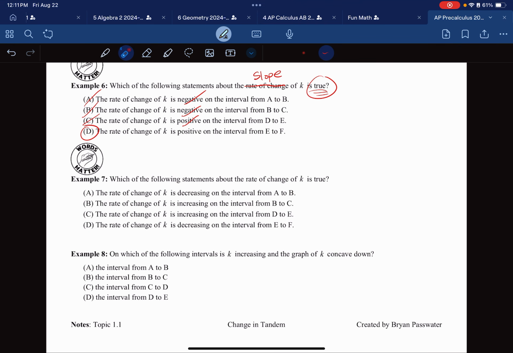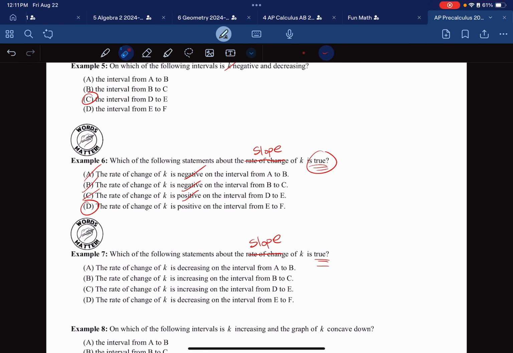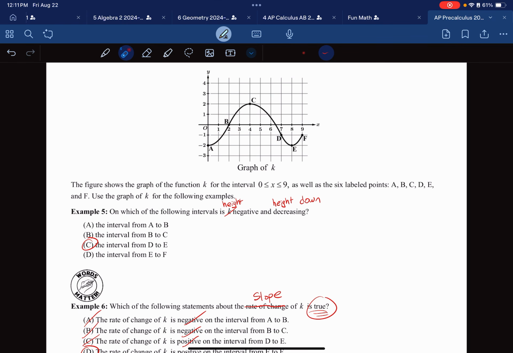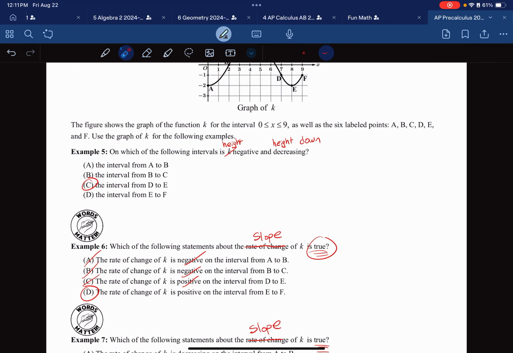All right, let's do example 7. Again, we're doing the same thing. We're saying rate of change, cross it off, and we're doing slope. And we need to be true, not false. All right, so again, all these have rate of change. Swap that out for the word slope. Let's look between A and B. Between A to B, we are increasing, therefore the slope is positive. That slope is positive there. That slope is positive there. That slope is positive there.